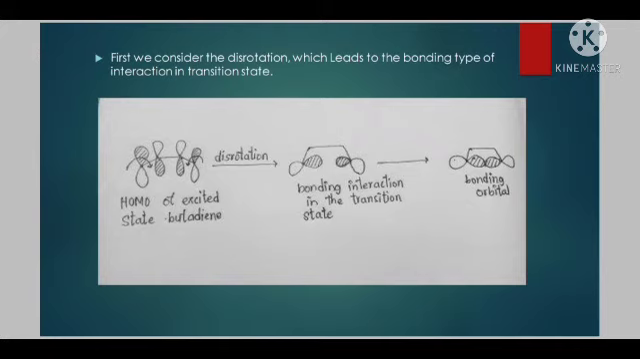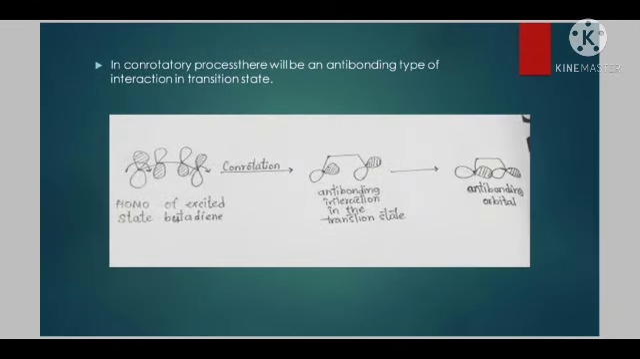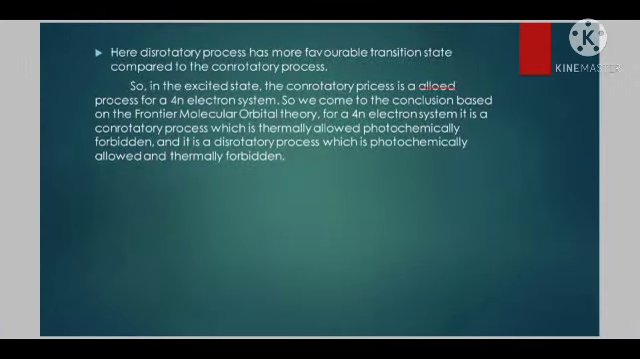Now at first we consider the disrotation, which leads to the bonding type of interaction in the transition state, and if we consider the conrotatory process, there will be an antibonding type of interaction in the transition state. Here, the disrotatory process has a more favorable transition state compared to the conrotatory process. So, the conrotatory process is a disallowed process for a 4 electron system.